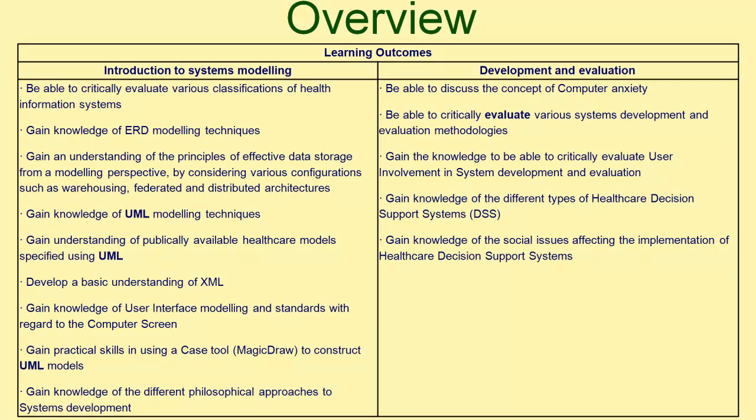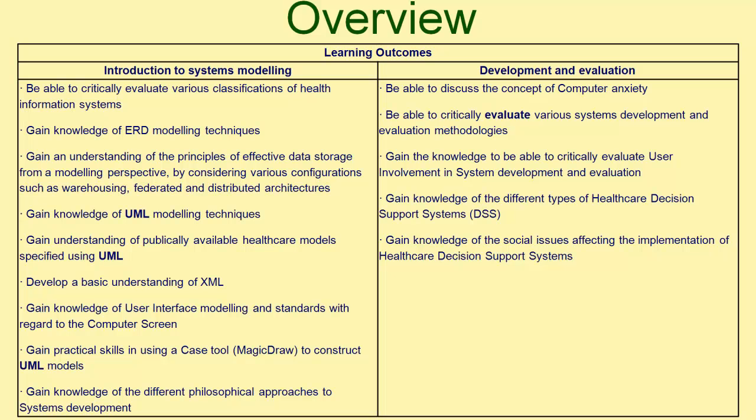So, an overview of the course. The course consists of two 10-week blocks of work. The first 10 weeks is concerned with an introduction to systems modelling, and the second 10 weeks is concerned with development and evaluation of systems. In the first 10 weeks we're looking first of all at different types of health information system.